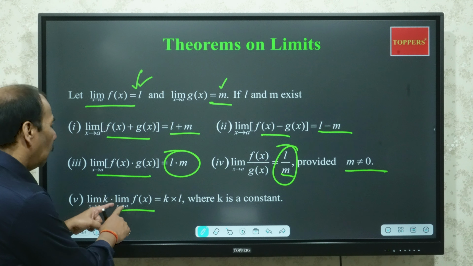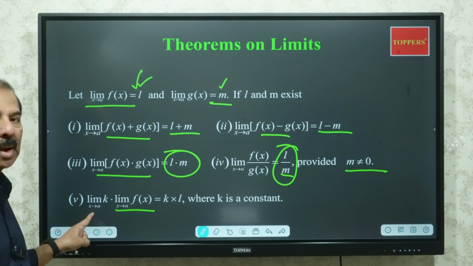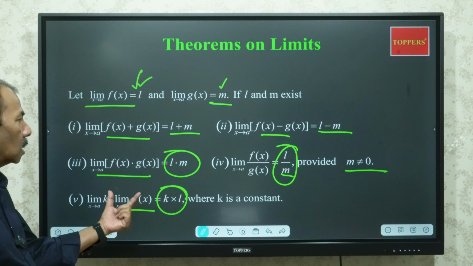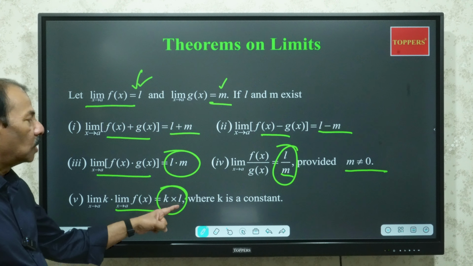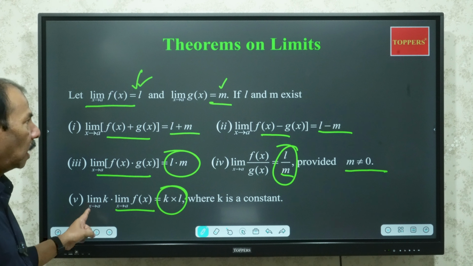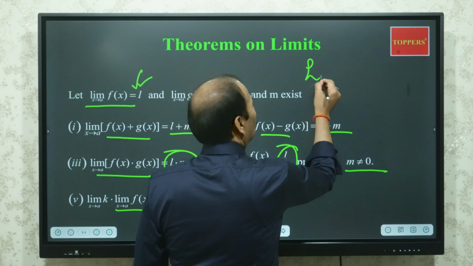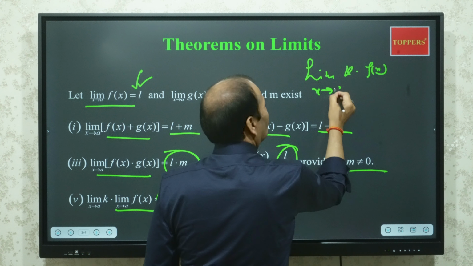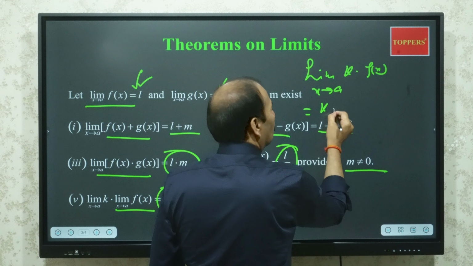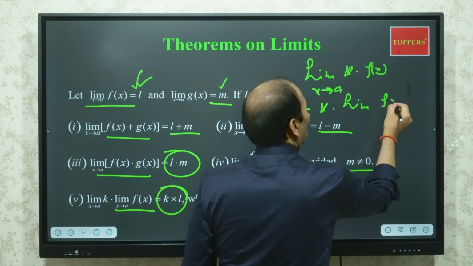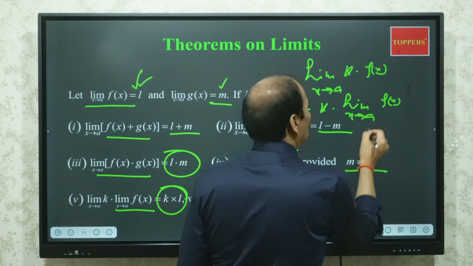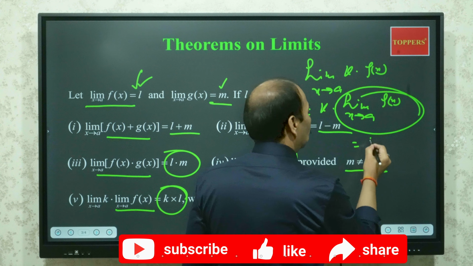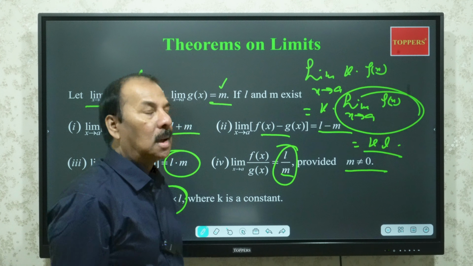So limit of f of x when x tends to a will be equal to k times the limiting value of this, and that is equal to k into L. If I elaborate it here, suppose you have to calculate the limiting value of k into f of x when x tends to a. This will be equal to k times the limiting value of f of x when x tends to a. And we have assumed the limiting value of this as L, so this will be equal to k into L. So that way we can calculate it.